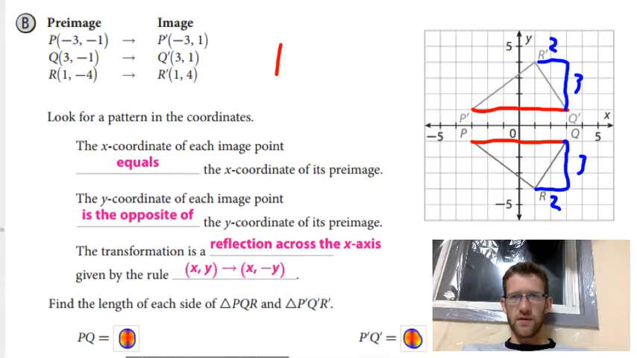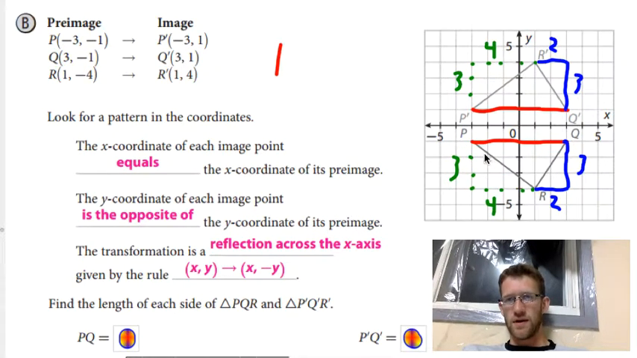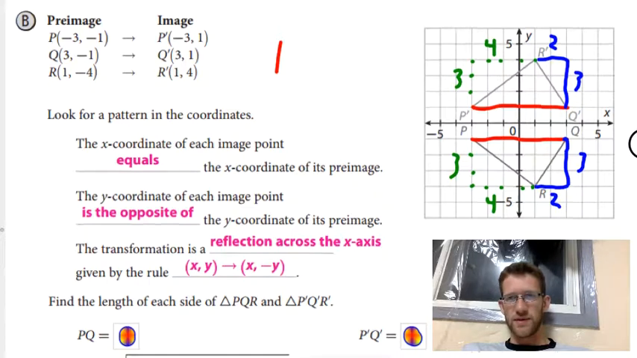And then finally we can do another check here. 1, 2, 3 by 1, 2, 3, 4. So this is 3, this one's 4. 1, 2, 3 by 1, 2, 3, 4. So that one's 3, that one's 4. Therefore, the hypotenuse of both of these is the same as well.